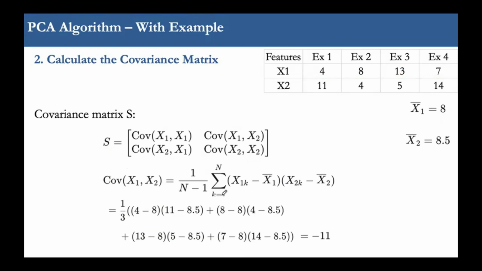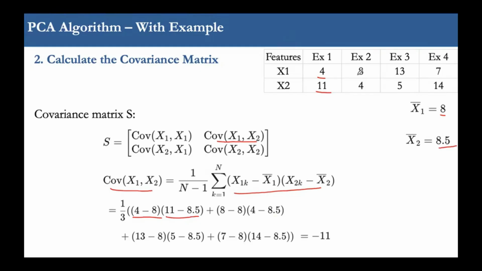The next step is we will be computing covariance of x1, x2. The covariance of x1, x2 is equal to 1 by n minus 1, and this is the formula: x1k minus x1 bar into x2k minus x2 bar. So we need to substitute. The first parameter we have is x1k minus x1 bar, so here 4 minus 8, into x2k minus x2 bar. So here with x2 we have 11 minus 8.5. So we will get this one.